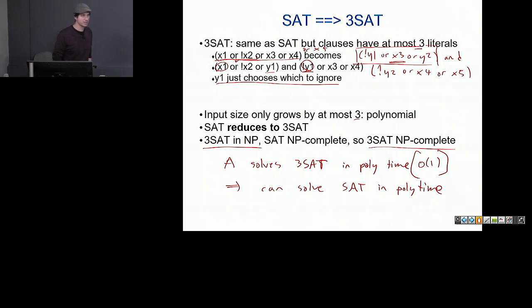Any questions on this? How many of you have seen this exact reduction before? Is that a question? Okay. Please, more people raise your hands. Have you guys not seen this before? No, okay. Fascinating.